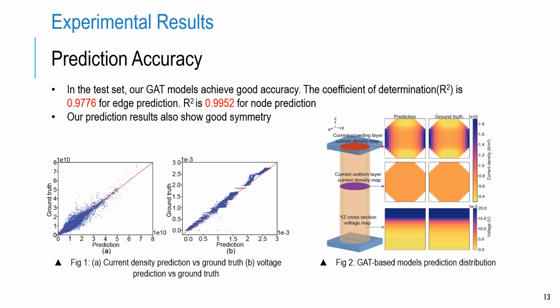Figure 2 illustrates the current density and voltage distributions across selected cross-sections. The predictions display good symmetry, further validating the effectiveness of our approach. Overall, these results confirm that our GAT-based models accurately predict the 3D distribution of current density and voltage.